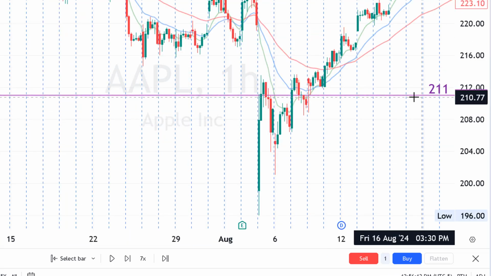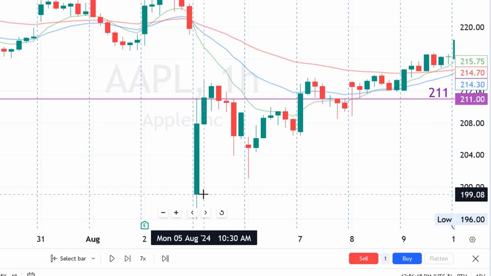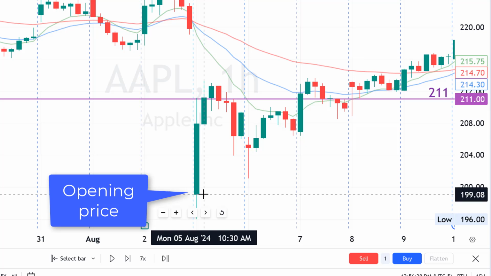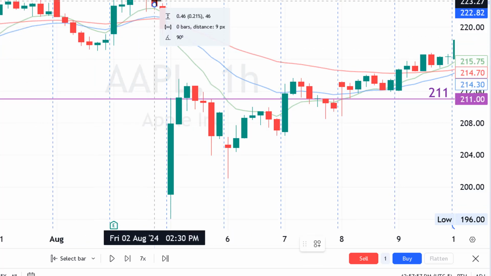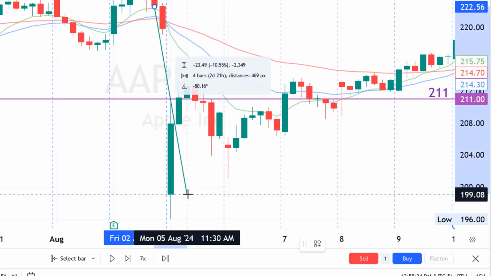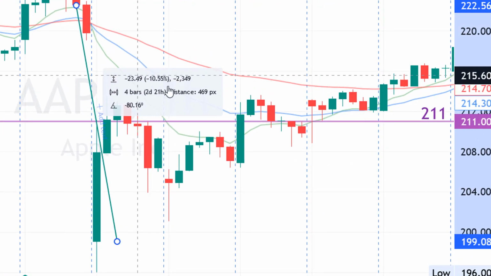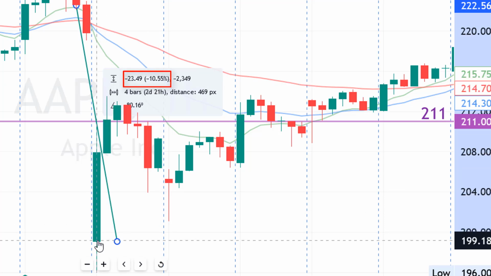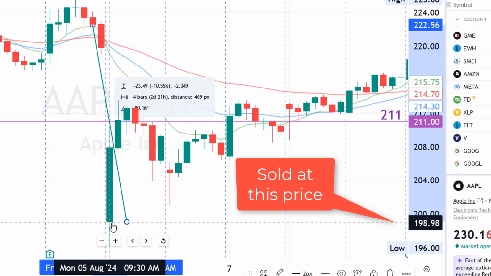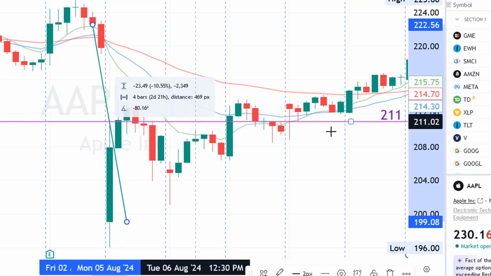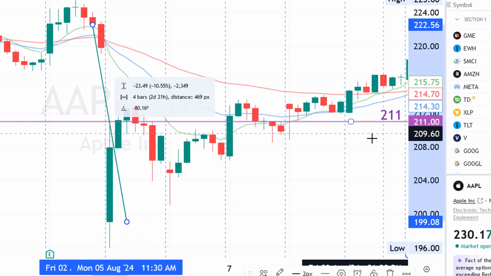Your stop price was 211, but when Apple opened the next day, it started down here at 199. So even though you wanted to only take a 5% maximum loss, you actually sold at a 10% loss because when the market opened the next day, the trailing stop order was triggered at the market price of $198 instead of the 211, which you had expected to be your exit price.